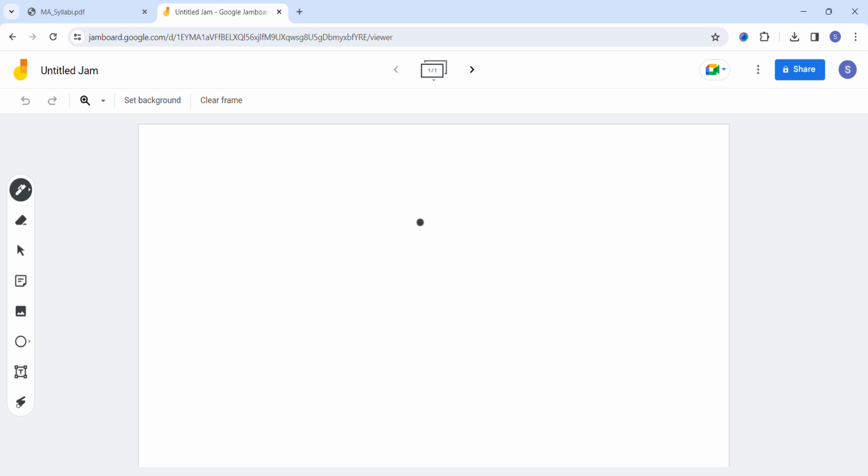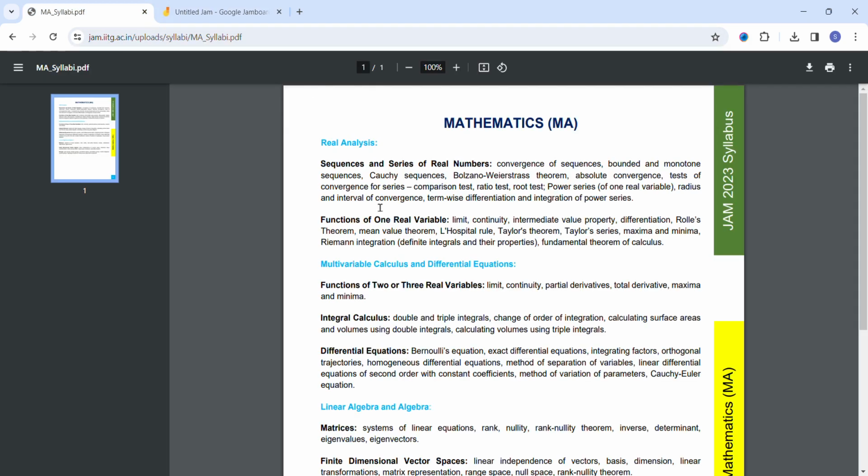So first I'm going to give some idea about some important topics, just a basic overview. So let's see the syllabus. This one is the syllabus. If you can see, this is very important, here real analysis.